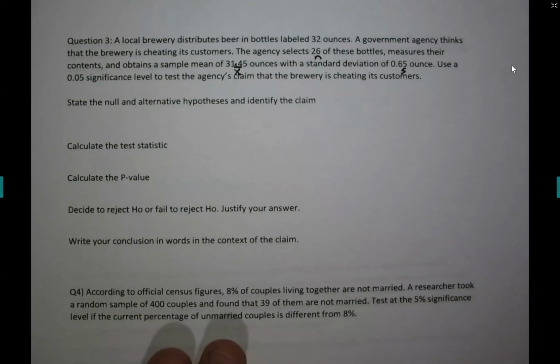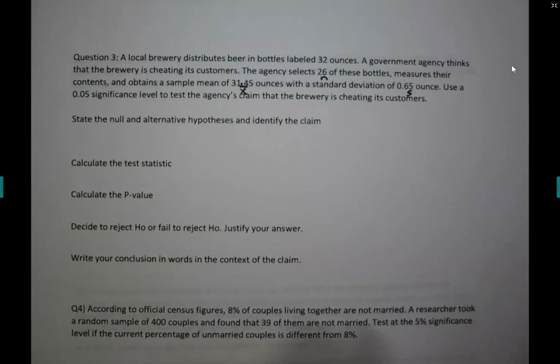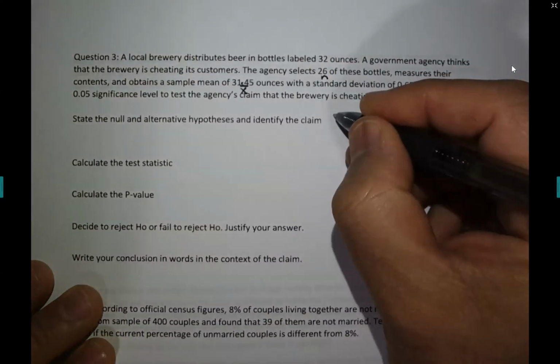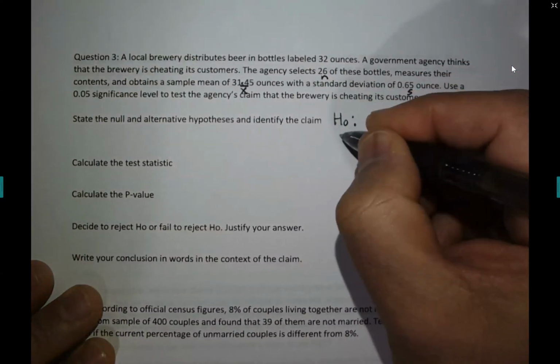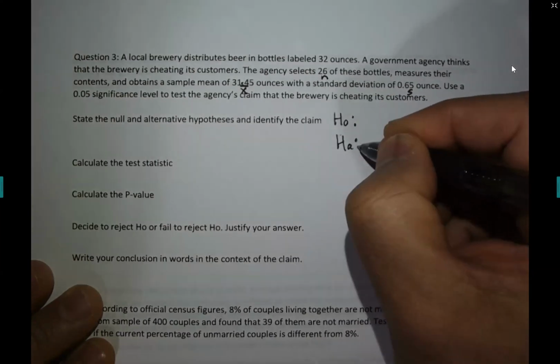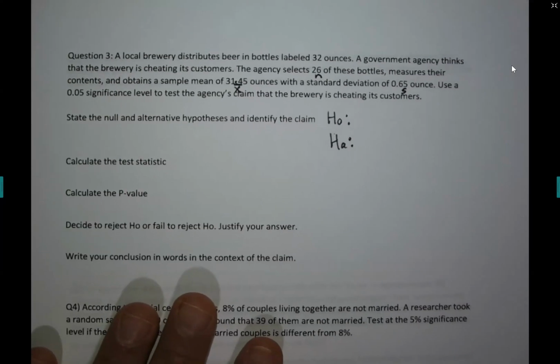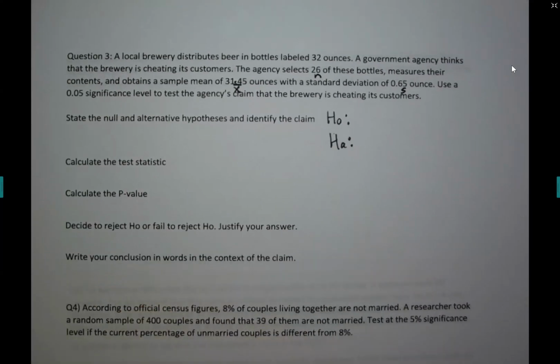Who can tell me what would be the null and the alternative hypothesis? They say the beer has to have 32 ounces, but the government agency thinks that the brewery is cheating its customers. What would be the null and the alternative? It equals and does not equal 32. Close, but not very accurate. I thought it would be equal as well.